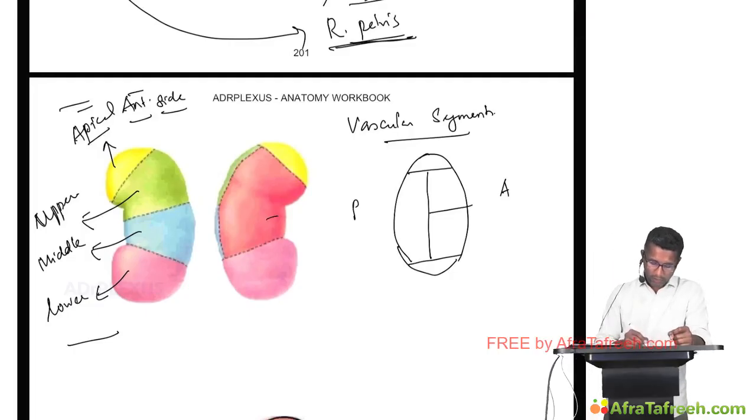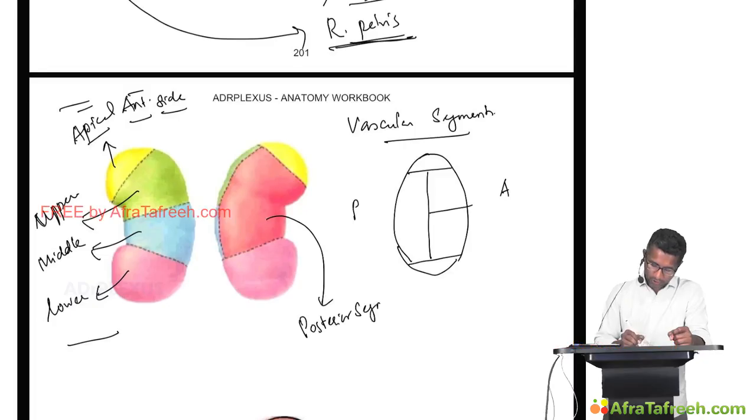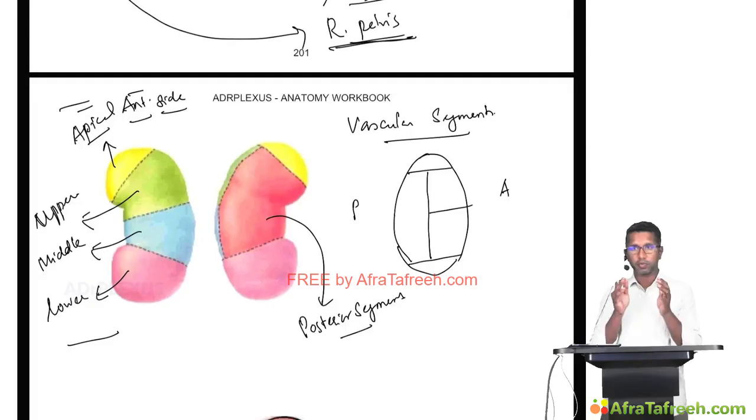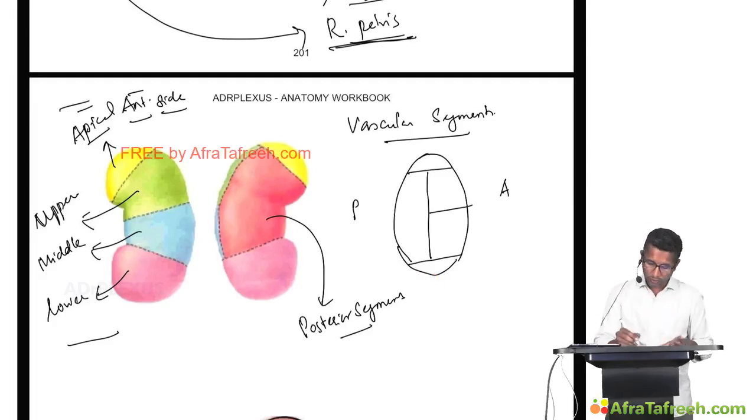On the posterior side of the kidney, the important segment is the posterior segment, which is seen from the posterior side. Now if you take the anterior segment and the posterior segment, in between these two segments you have a relatively avascular zone.